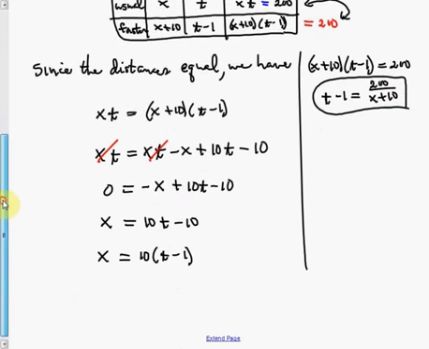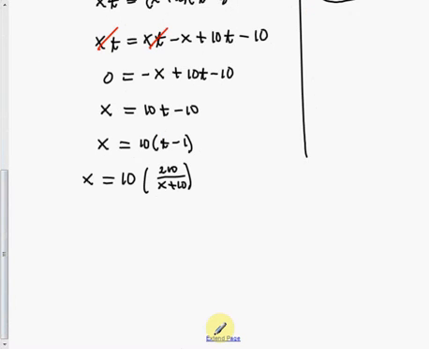So if that's the case, I come here, I have x is equal to 10 times t minus 1. But t minus 1 is the 200 divided by x plus 10. All right. So now, I'm going to multiply both sides by that denominator. Multiply 10 times the 200. So here, this is x is equal to 2,000 all over x plus 10. Multiply both sides by x plus 10.